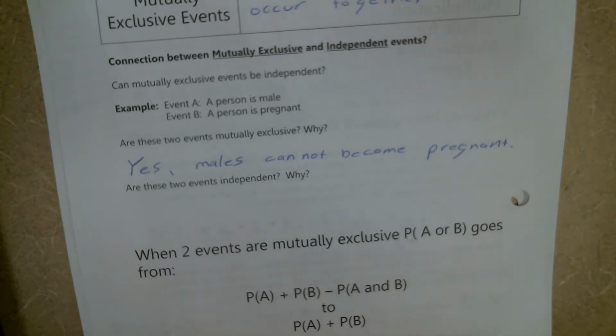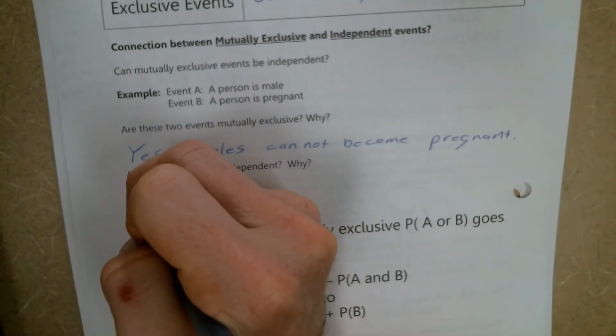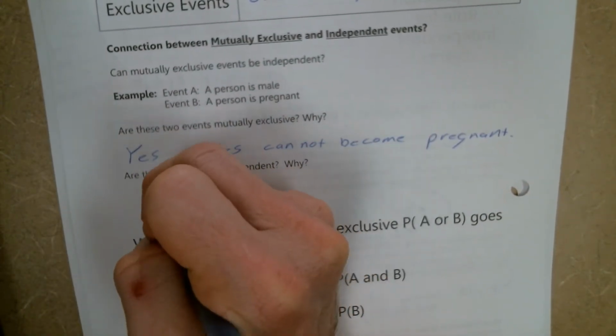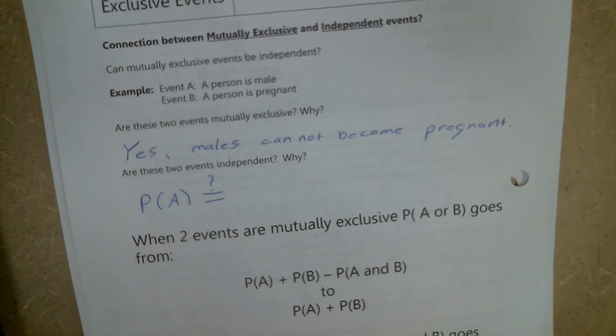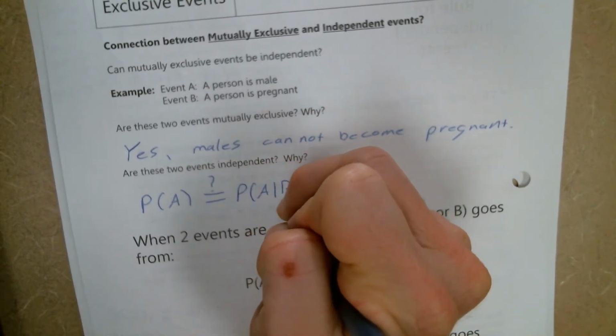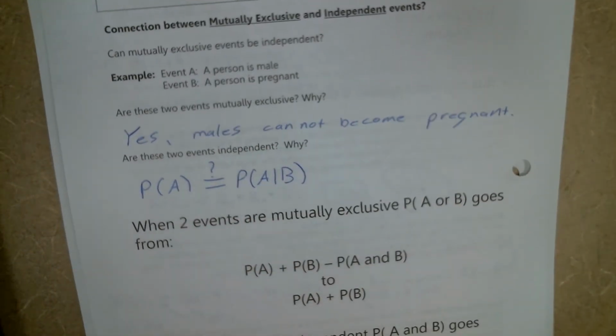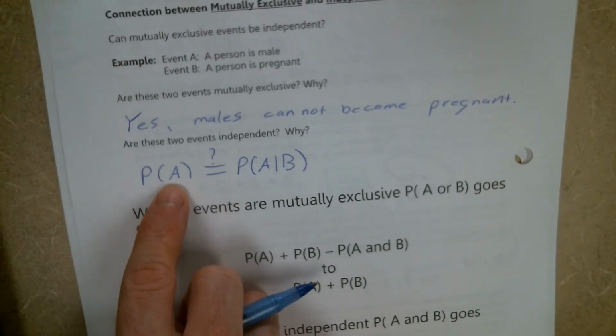But yes, all right. Being male, being pregnant are mutually exclusive. If one happens, the other can't happen. Are these two events independent? All right. So let's remember what we said, what our test was for independence. We're saying that for two events to be independent, the probability of A, is it the same as the probability of A given B? All right. If I say, what's the probability of being male? You probably would say, yeah, it's about 50-50.